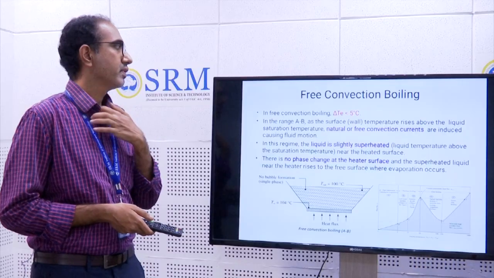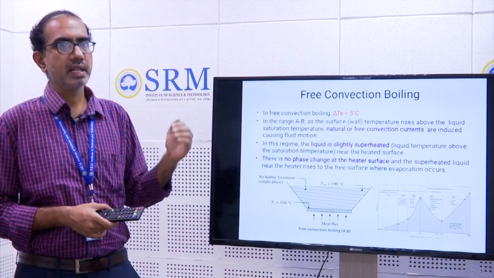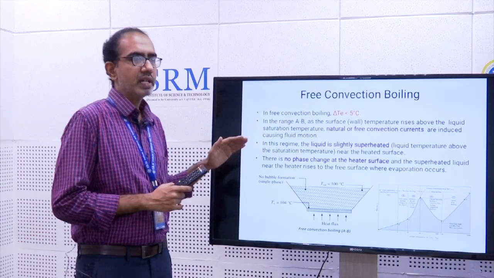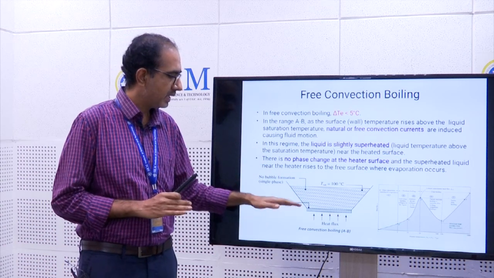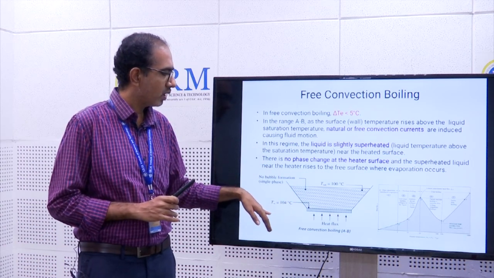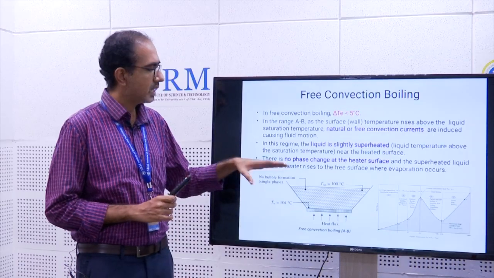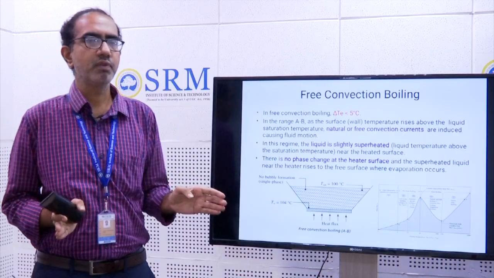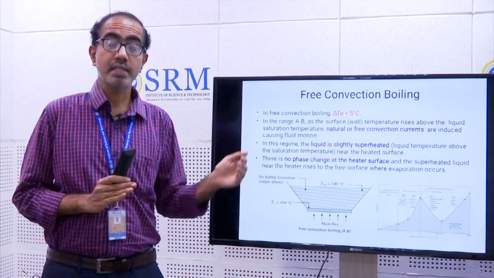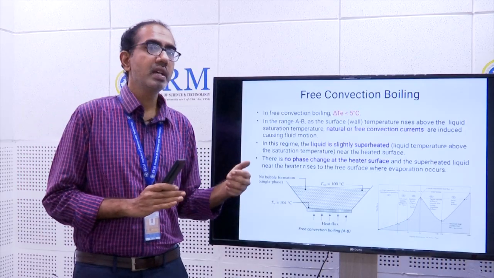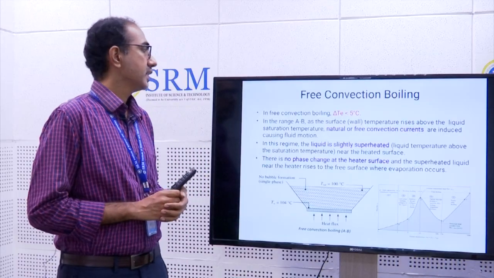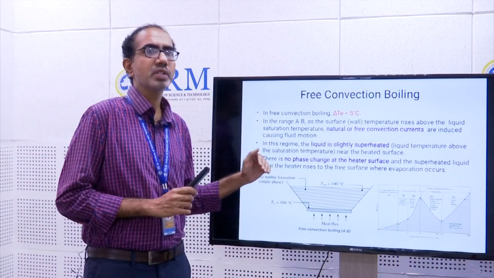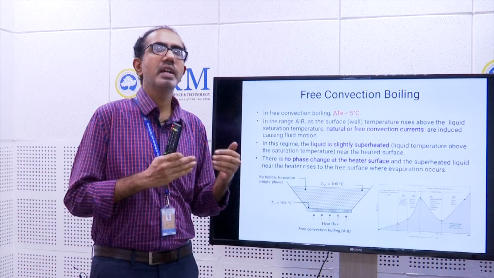Free convection boiling. If the excess temperature is less than 5 degrees Celsius, we call it free convection boiling. In free convection boiling, we supply the heat, and here we can see that the wall temperature is 104 degrees Celsius, and the saturation temperature is 100 degrees Celsius. Here the fluid circulates to the heating element because of natural convection, and the liquid is slightly superheated here. In free convection boiling, we just transfer the heat and the liquid gets heated up.